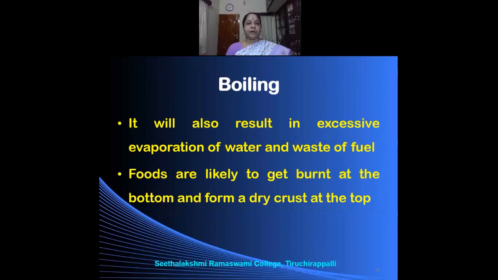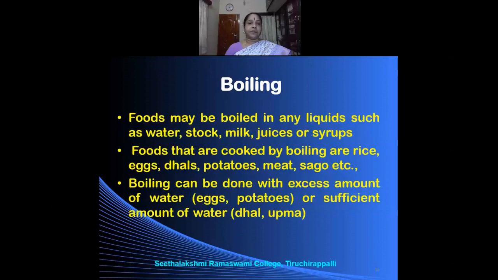Also, food is likely to be burnt at the bottom and form a dry crust at the top. So the food may be burnt at the bottom, with a brownish discoloration of the food, which becomes dry. And also the surface of the food becomes dry because of excessive temperature when it is vigorously boiling.